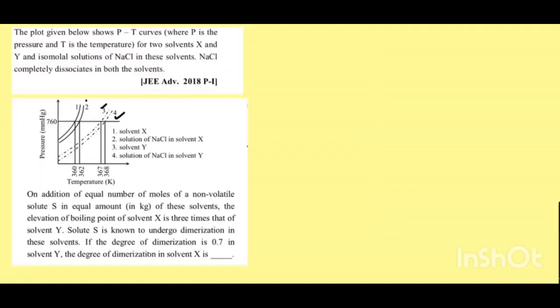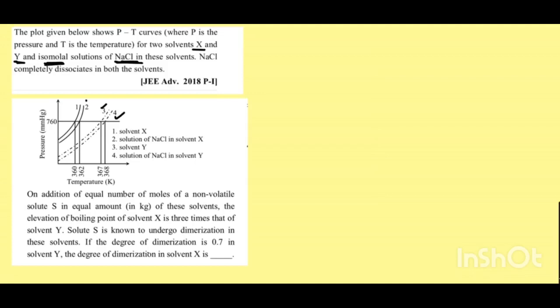Hello everyone. This question is based on colligative properties, so let's understand the question first. Two cases are given. One case is for NaCl in solvents X and Y, and both solutions have the same molality. So this is the first case: NaCl is dissolved in solvent X and Y.